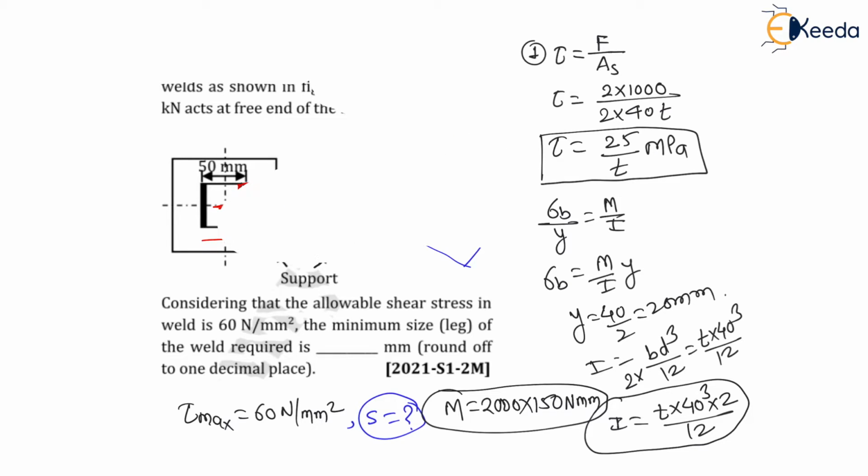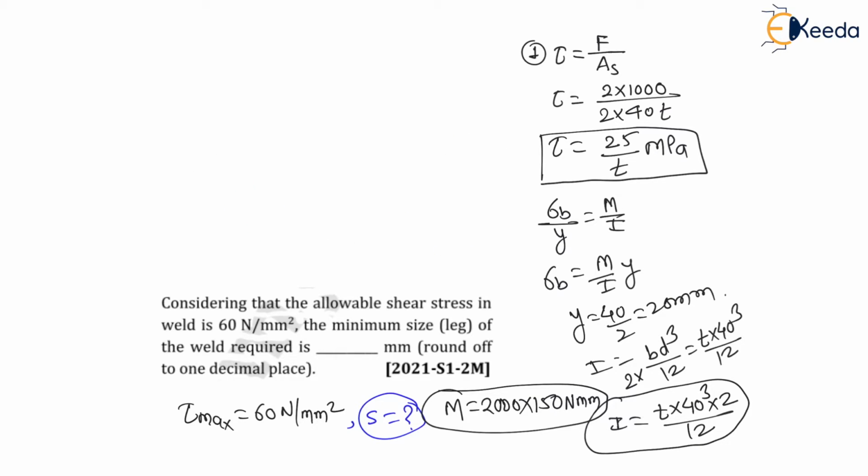Now let us find the bending stress. Here I will erase the question so that we will get sufficient space for the solution, right? So my dear students, we can say the bending stress sigma b is equal to M by I into y. Therefore M is given, 2000 into 150, into y, which we have calculated as 20, divided by I. I is nothing but t into 40 cube into 2 divided by 12. Here in the denominator there is a 12, but this 12 will go up into the numerator. Therefore here only I am doing this correction step. Therefore this 12 will go into the numerator as a multiplication by 12, right?